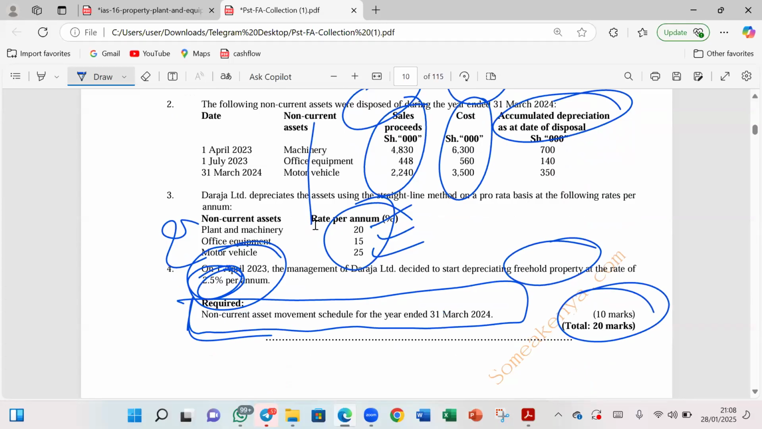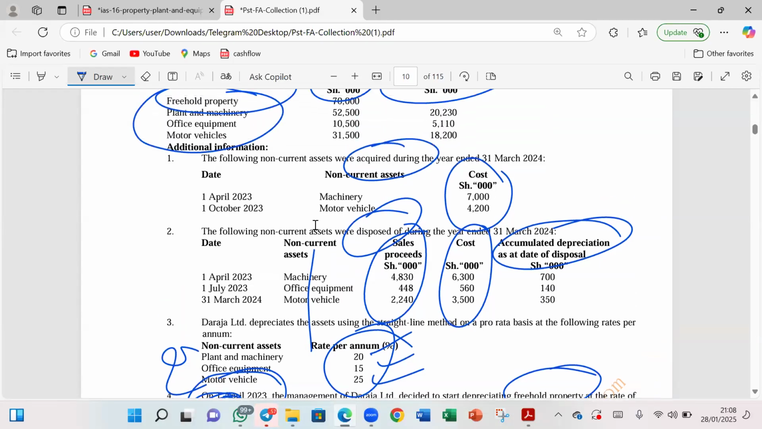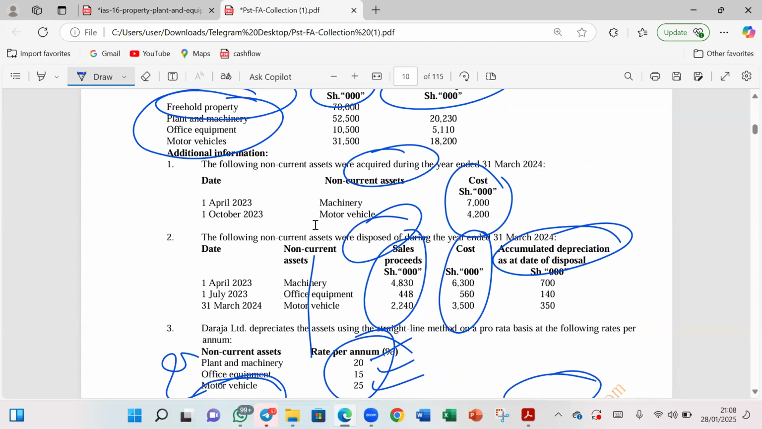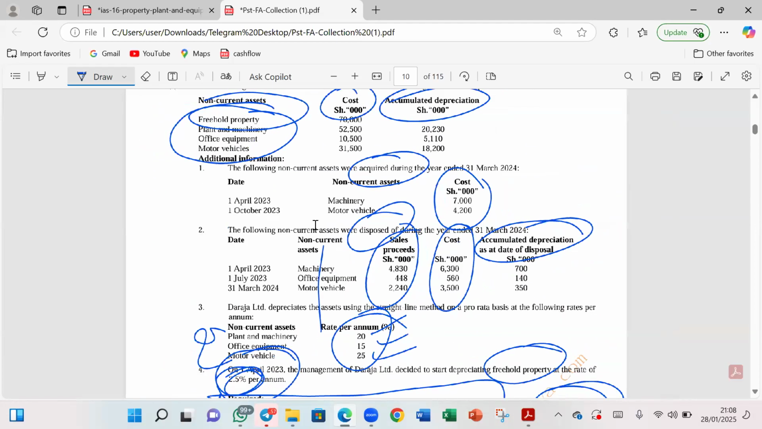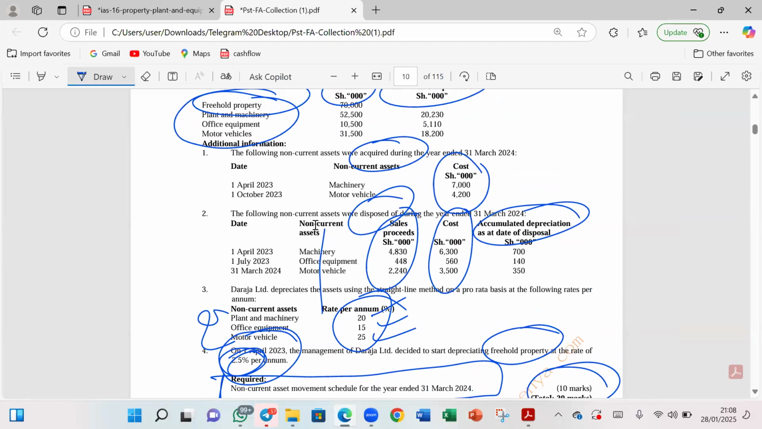The marks are 10. The max is 10 marks. So can you do this question? I give you as an assignment. Can you do that question, the non-current movement schedule?